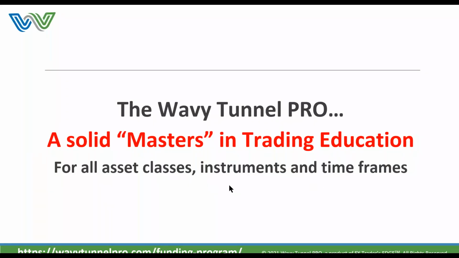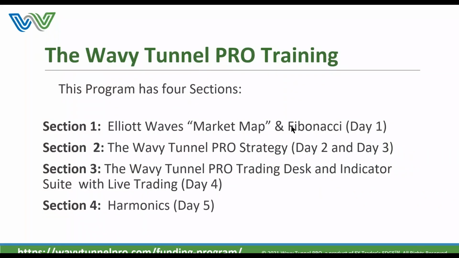The Wavy Tunnel Pro is a solid master's in trading education for all asset classes, instruments, and time frames. And this is how we break it down into the 4 sections. Section 1 is about Elliott waves, the market map, and Fibonacci. That's day 1. Section 2, which is days 2 and 3, it's all about the Wavy Tunnel Pro strategies. So we discuss 4 trend trades and 2 end of trend trades. What we talked about today, we talked about an end of trend trade. We call that the PWFG, price to wave, fill the gap. And we talked about the breakout 4. We also have the breakout 1, the breakout 2, and the breakout 3.